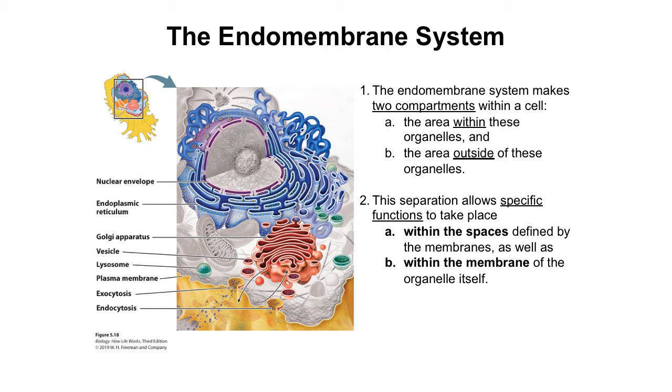So first, the endomembrane system makes two compartments within a cell. First, the area within these organelles, and then the area outside of these organelles. So this is the special dimension that we need to pay attention to. Second, this separation allows distinct types of biomolecules to be sequestered, to be organized, and then processed in each organelle, and therefore specific functions to take place first within the space that is defined by the membrane, as well as within the membrane of the organelle itself.